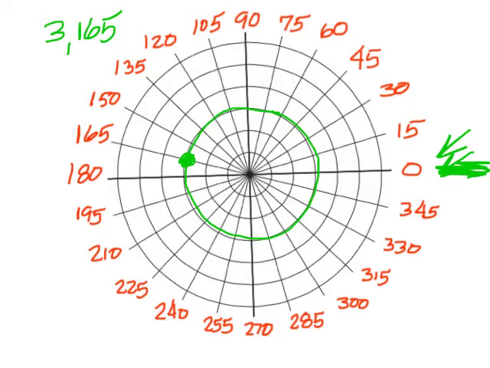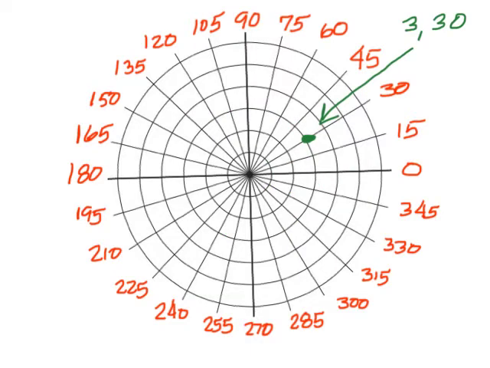Each ring represents 1 unit out. This is the first one, second, third, fourth, fifth, sixth, however many the graph may have. I try to keep it open enough to where you can see where the markings are at and not so many markings on there that it's bunched together and you can't read it. So if I plotted 3, 30, this is what it would look like. I'm out 3 and I'm on the 30-degree spoke.